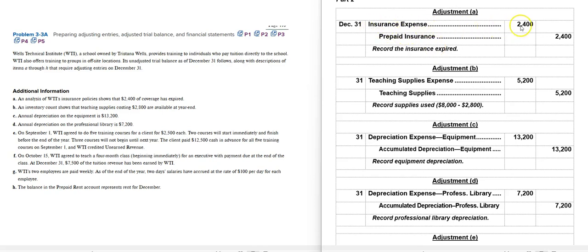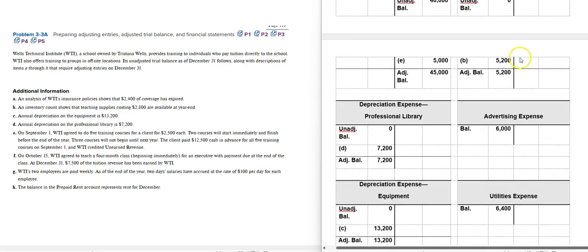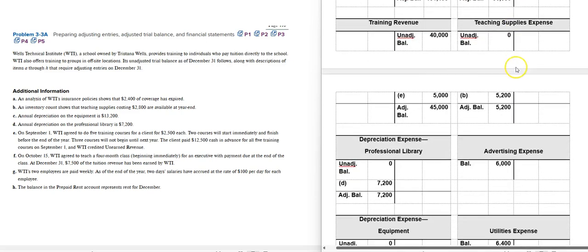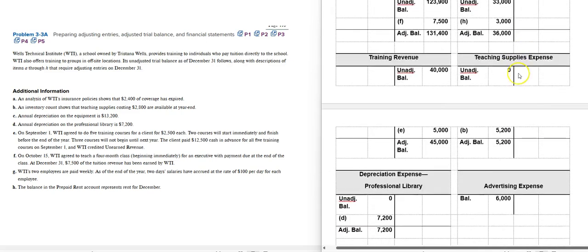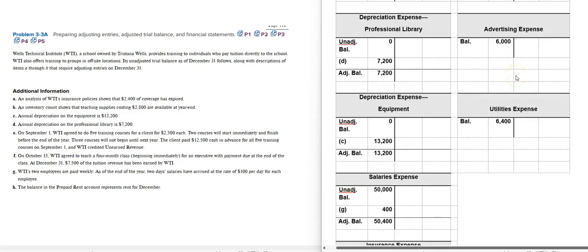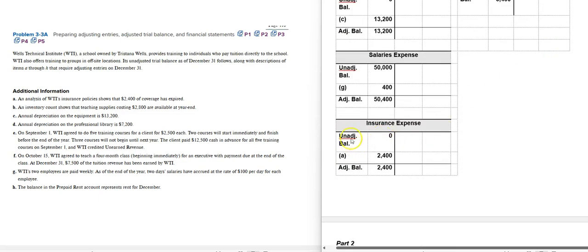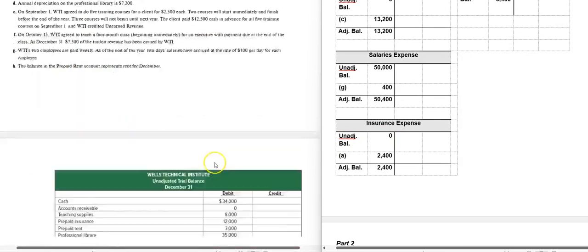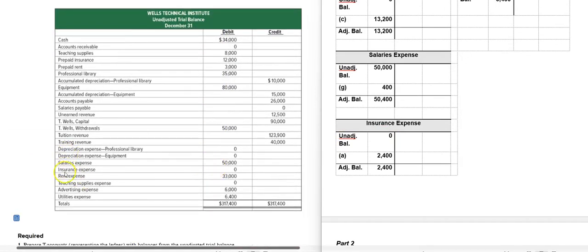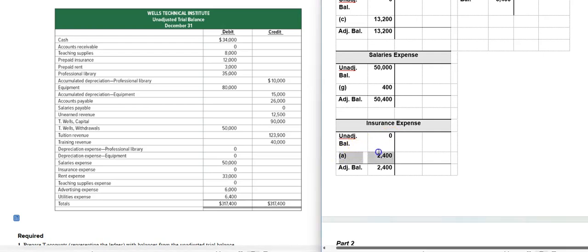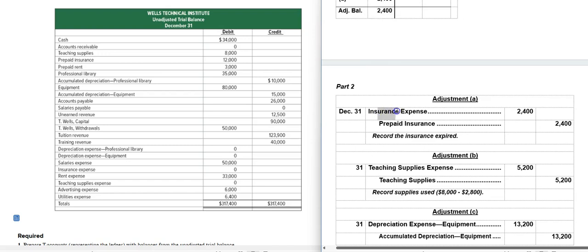So I'm going to debit insurance expense for $2,400. So going back up here, let me find my insurance expense. And there it is. Prior to my adjusting entries, the balance in insurance expense was 0. By posting my debit, my adjusting entry, I have caused the adjusted balance to increase to $2,400. I have now recorded my insurance expense for the year.